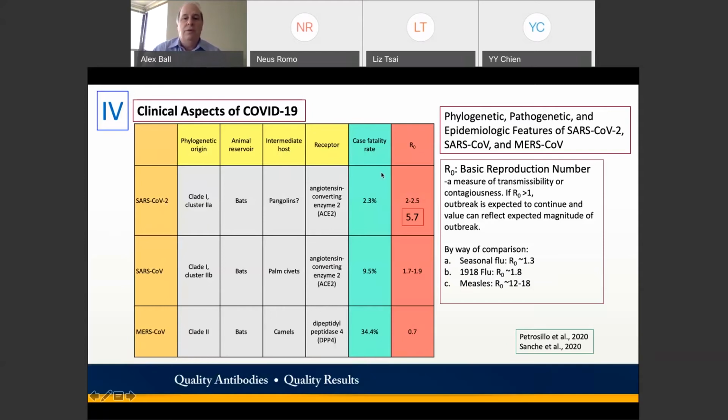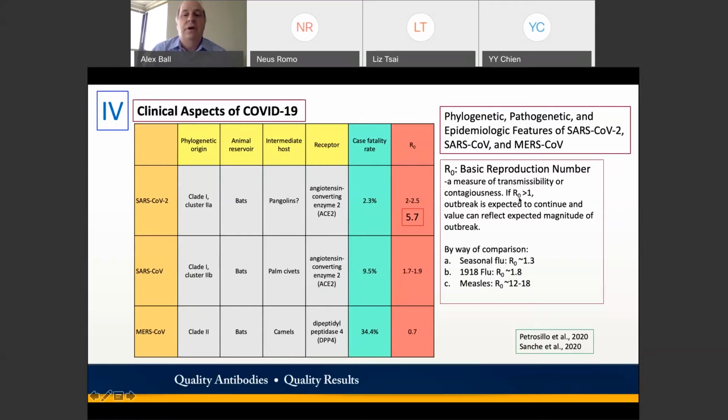Now, these 2 columns are the ones we really need to focus on. If you look at the case fatality rate, MERS was particularly lethal, 34.4%. SARS-CoV less so, 9.5%, and SARS-CoV-2 had the lowest case fatality rate of the 3, at 2.3%. The key here is this R0 number. R0 is the basic reproduction number. It's a measure of transmissibility or contagiousness.